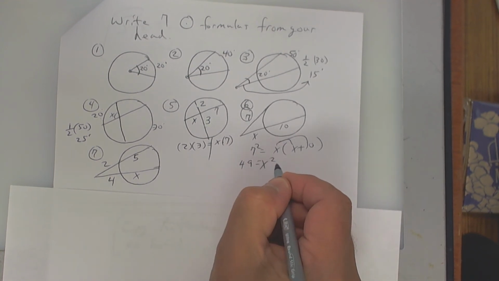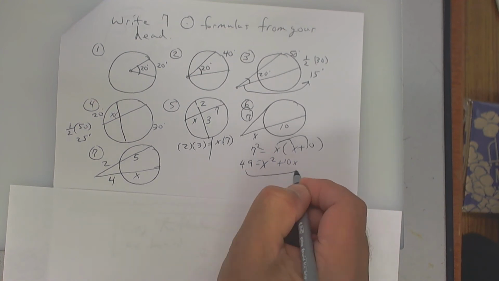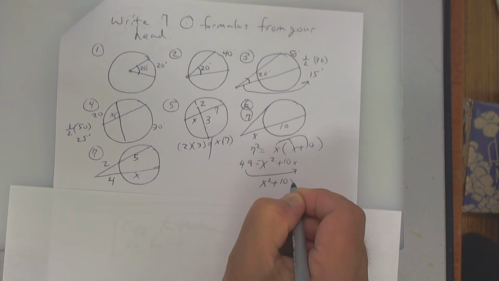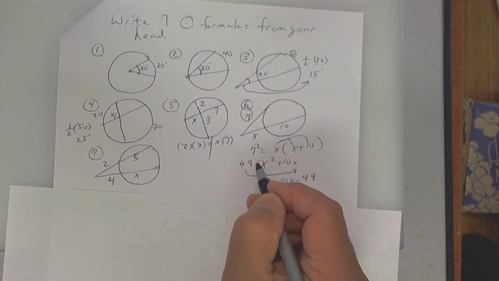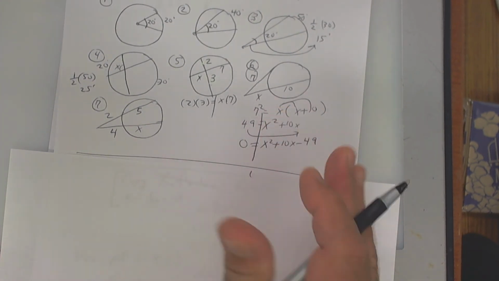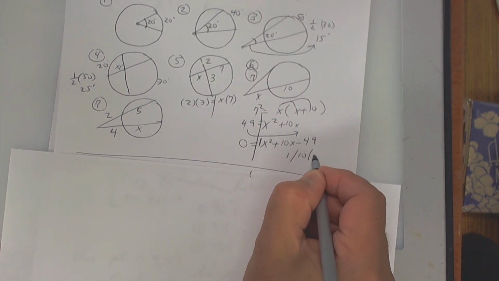So x squared plus 10x, and then you're going to go ahead and move this over here and get x squared plus 10x minus 49, because it changes when you go across that line. And then you got to do the quadratic equation. So this is a 1. So a is 1, 10, and negative 49.